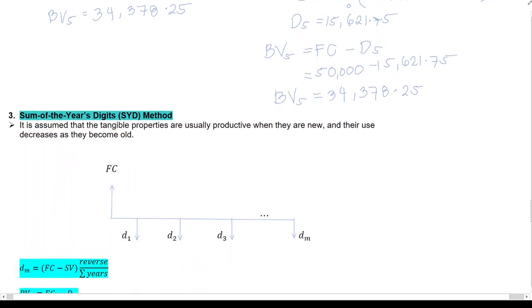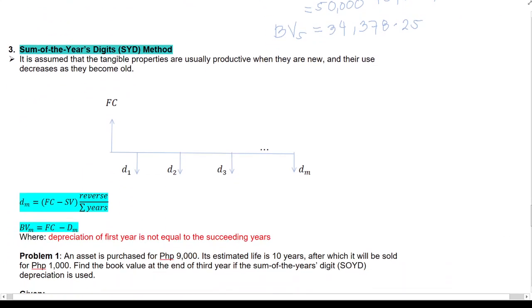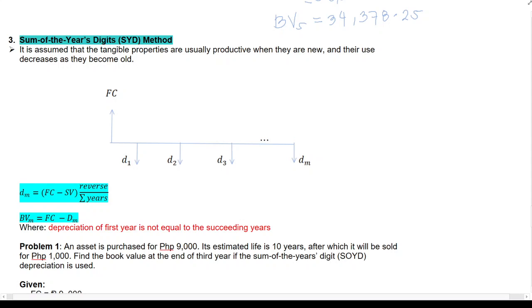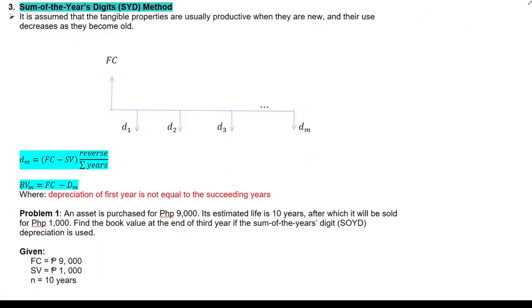Okay, so moving on, we have here the third method, which is the sum of the year's digits, or SOYD. For the third method, the depreciation of the first year is not equal to the succeeding years. So D1 is not equal to D2, D3, and so on. For the succeeding years, the depreciation is not already uniform. That is not equal already.